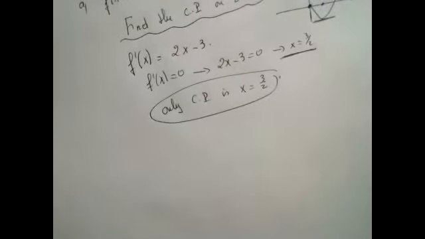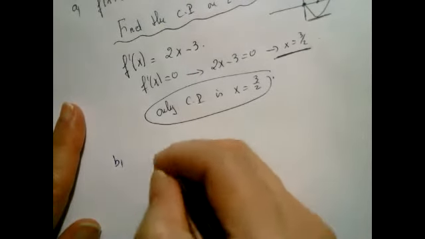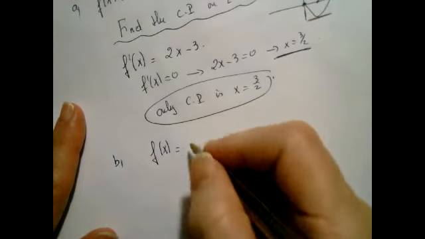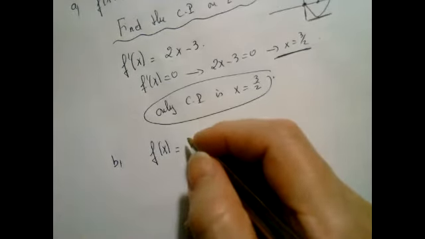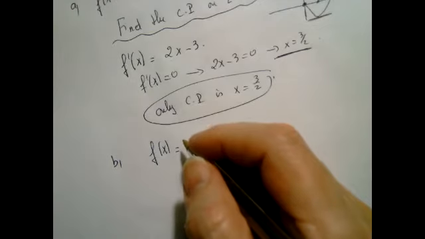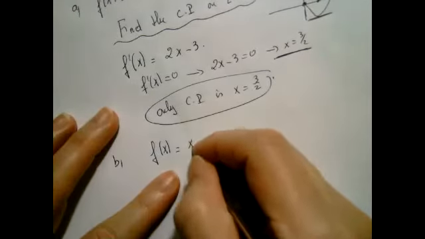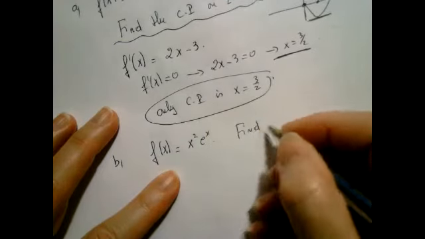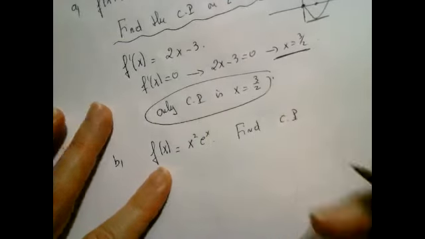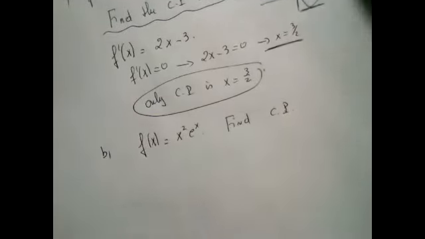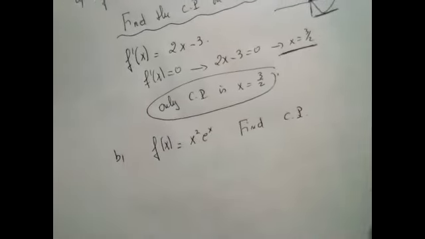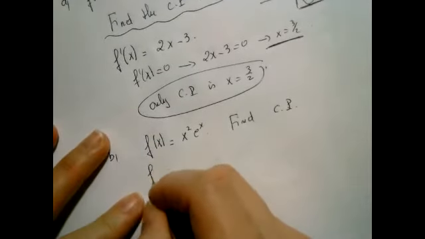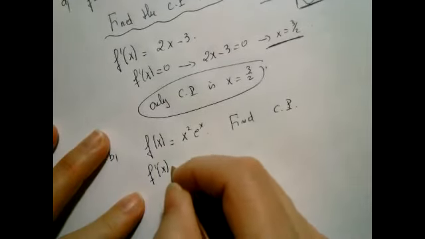Let's take another example, a bit harder. Let me take the function f of x equal x squared times e to the x. The question is, find the critical points. I did not give you a domain, which means you have to find the critical points for all values of x. So let us do that. We're going to compute f prime and set it equal to 0.